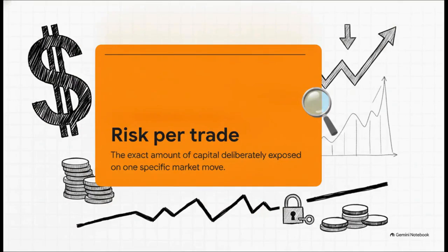Okay, let's get granular here. The very first piece of your micro defense is defining your risk per trade. This right here is the fundamental baseline of your survival. Before you even think about clicking a button on an exchange, you need to know exactly how much of your capital is deliberately exposed on this one specific market move. Like, if you have a $10,000 account, are you risking $100, $50? Setting this parameter creates a hard, mathematical line in the sand. It ensures that absolutely no single trade can ever take you out of the game completely.